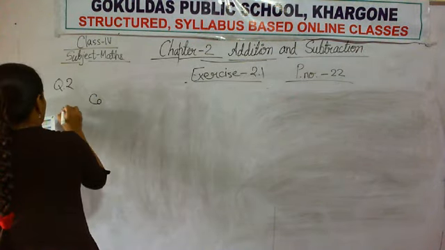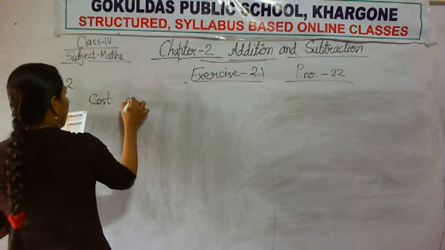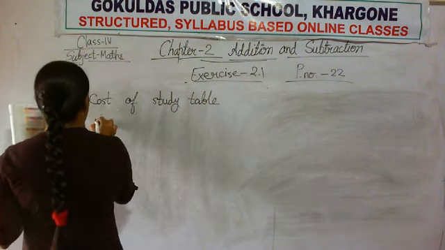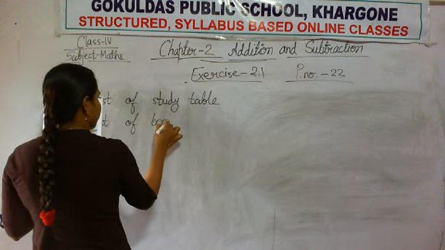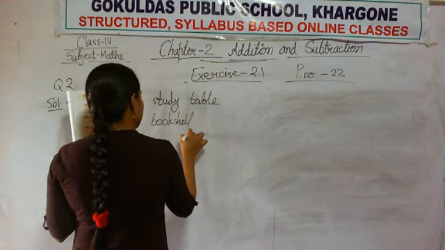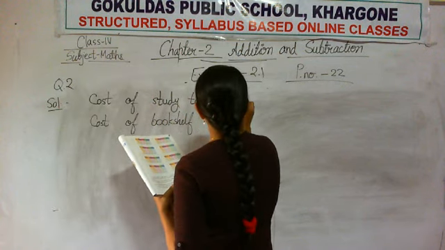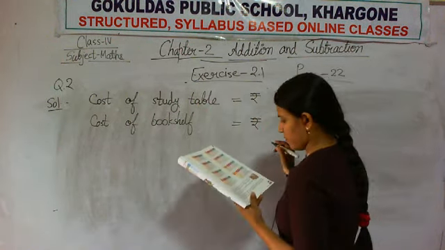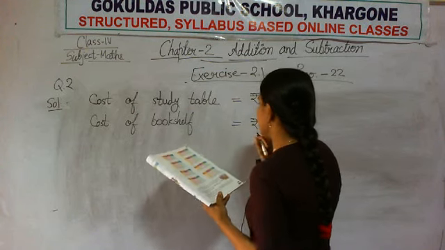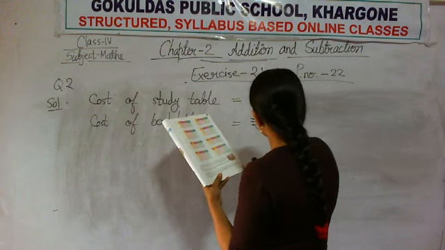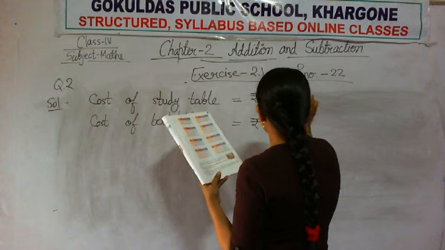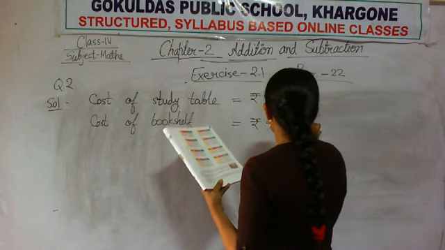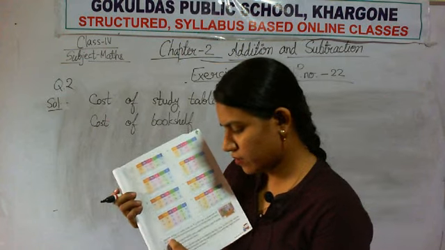So, solution. Cost of study table and cost of bookshelf equals to cost of study table and cost of bookshelf. 12,530 and its cost is 23,450. Now read further. Mohan bought two things.